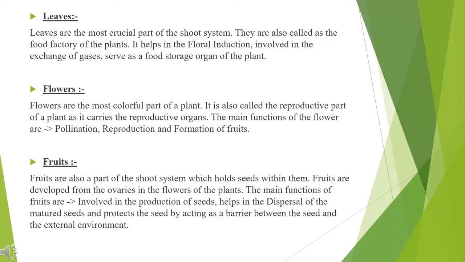Then the flowers. Flowers are the most colorful part of the plant. It is also called the reproductive part of a plant as it carries the reproductive organs. And the last are the fruits. Fruits are also a part of the shoot system which hold the seeds within them. Fruits are developed from the ovaries in the flowers of the plant.